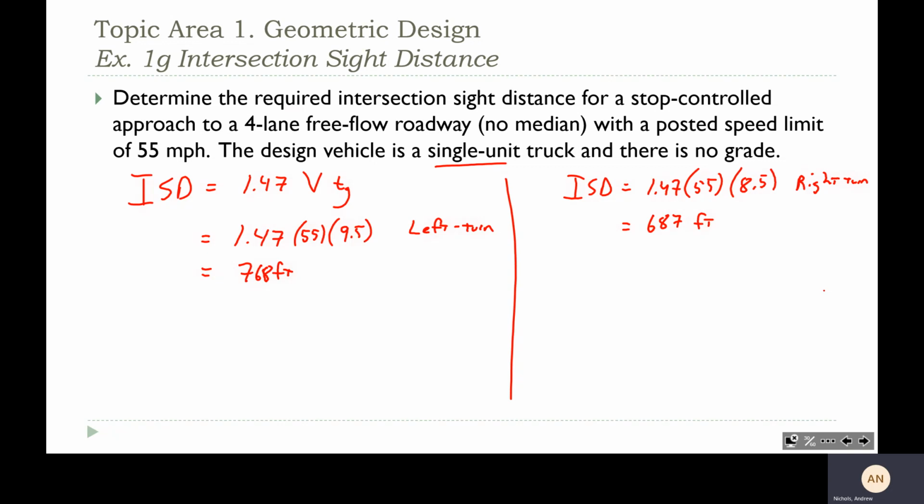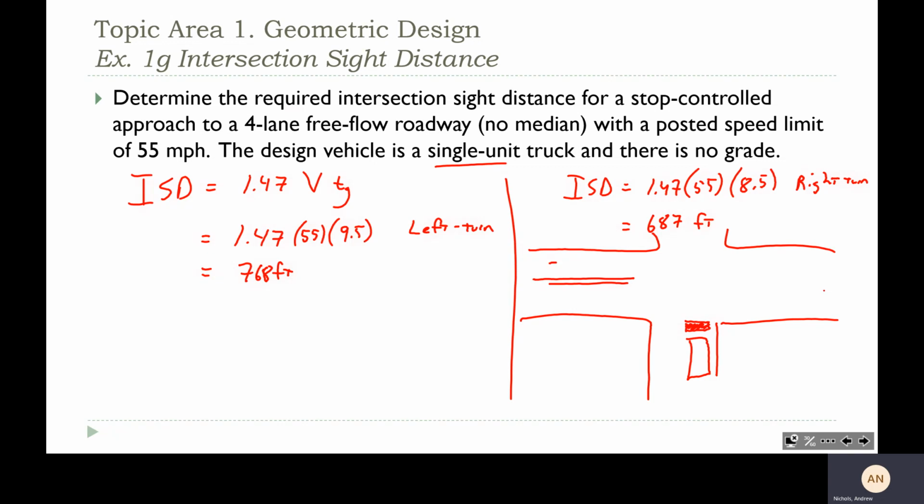So now, the hard question. We've got our roadway. So we've got 2 lanes in each direction. This is the vehicle sitting here. We've got our stop bar. So if I'm drawing this intersection sight distance, let me just put a double line. So the 768 feet, is this for, so it's for the left turn movement.